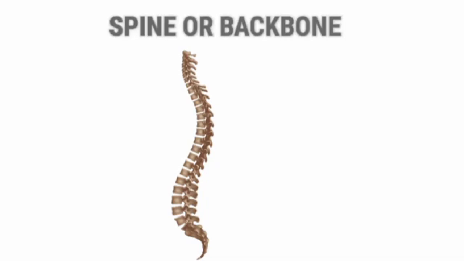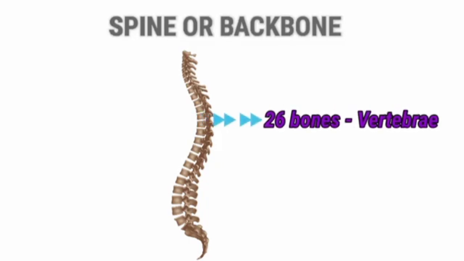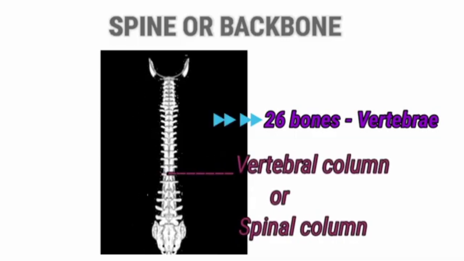Students, our backbone has 26 small bones called vertebra. These vertebra form a very strong column known as the vertebral column or the spinal column.